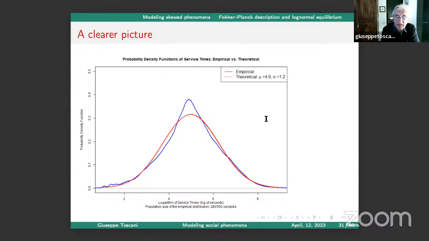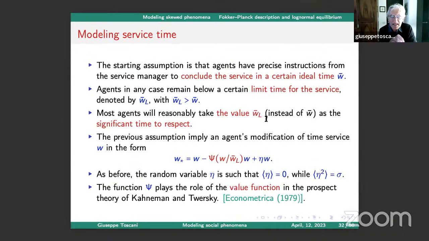And so the idea is that when people are working, the service time obeys some sort of asymmetric law that produces the log normal distribution, or something which is very close to the log normal distribution. And we started to think about the way in which we can produce this behavior. And this is the idea. Agents that work in this call center have precise instructions from the service manager. Each service has to be done in a certain ideal time, which is called W bar.